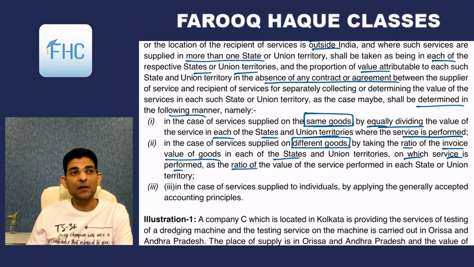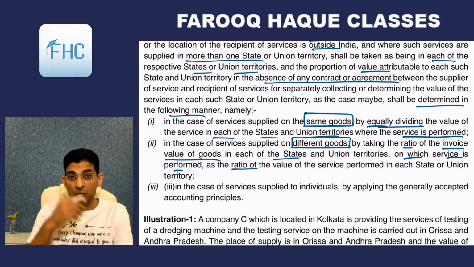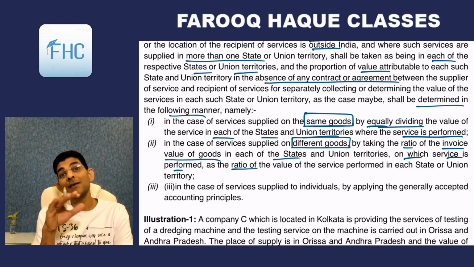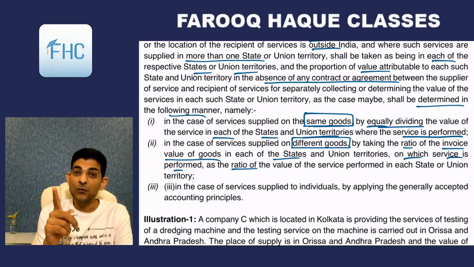So I am charging, say I am doing repairs. Okay, so you have got 2 cars and I am doing repair of both the cars. One car is lying in Bangalore and one car is lying in Delhi. I went to both the places, I repaired both the cars and I took a consolidated fee of 1 lakh from you for repairing these 2 cars. So my 1 lakh will be divided in 2 states in the proportion of the value of cars. What is the invoice value of car A lying in Bangalore and what is the invoice value of car B lying in Delhi.